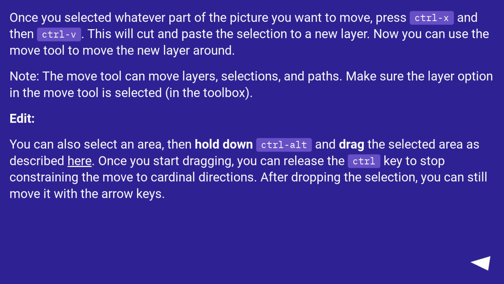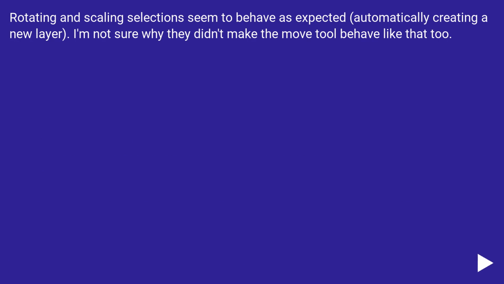Edit. You can also select an area, then hold down Ctrl Alt and drag the selected area as described here. Once you start dragging, you can release the Control key to stop constraining the move to cardinal directions. After dropping the selection, you can still move it with the arrow keys. Rotating and scaling selections seem to behave as expected, automatically creating a new layer. I'm not sure why they didn't make the Move tool behave like that too.